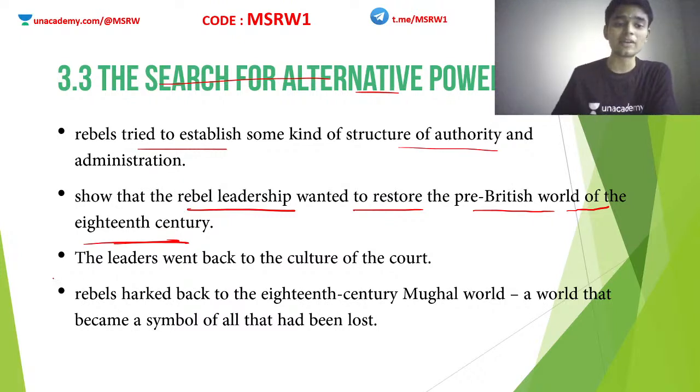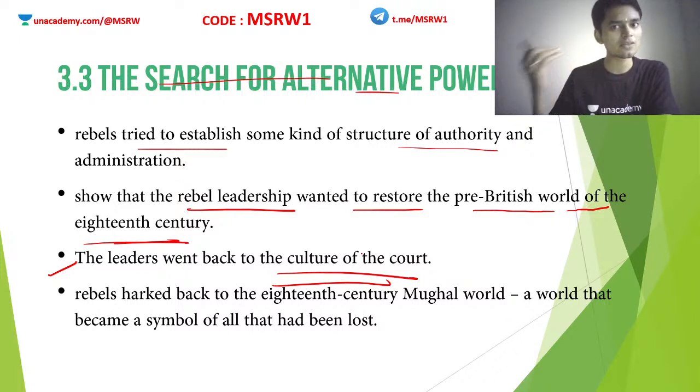The leaders went back to the culture of the court. What is the culture of the court? Culture of the court means the king being the central piece, patronizing various kinds of art and craft works, patronizing musicians, patronizing various other people. This is the culture of the court. They wanted to take 1857 back to pre-British times when the culture of the court was flourishing.